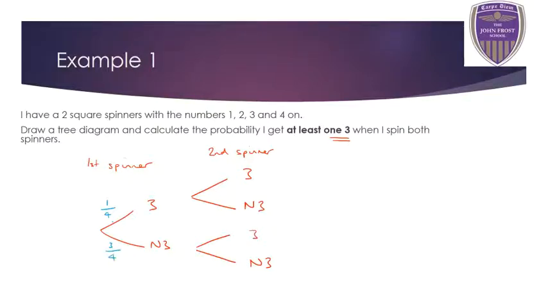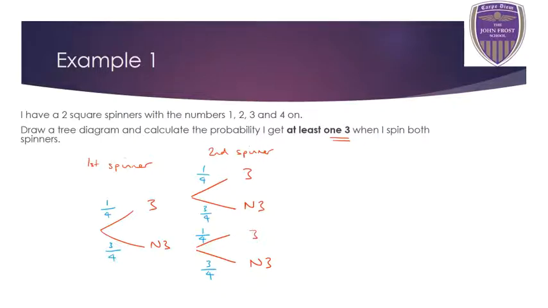Or just by remembering that each set of branches together needs to add up to 1. So if there's a 1 in 4 chance of getting a 3, there must be a 3 in 4 chance of not getting a 3. Then the second spinner has all the same numbers on it, so the probabilities are exactly the same. So 1 over 4 and 3 over 4, 1 over 4 and 3 over 4. That's what we did last lesson anyway.